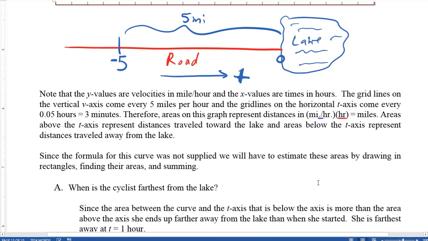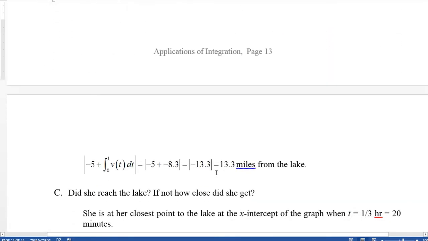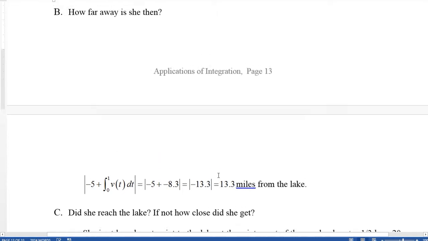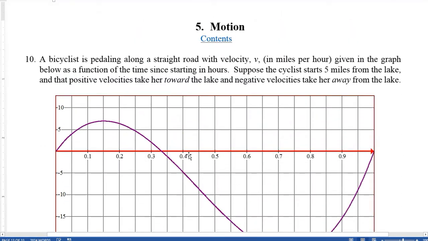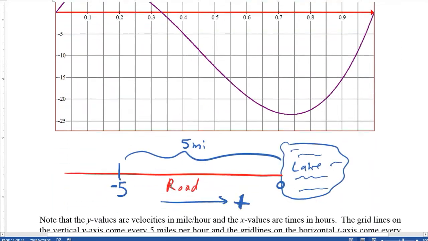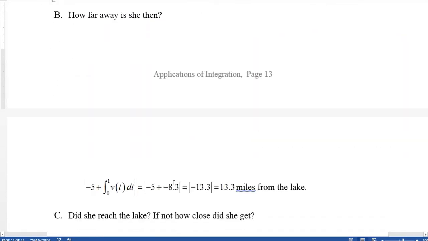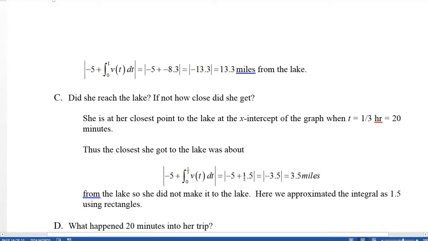Okay, so that's what I got when I did it. You can estimate it yourself. Did she reach the lake? If not, what happened? Well, the closest she got to the lake was here at 20 minutes into her trip when she turned around. So we just need to do the integral on this piece. Again, I can draw some rectangles, and I find that area to be approximately 1.5, and it went to the right.